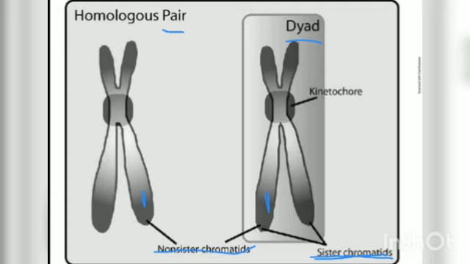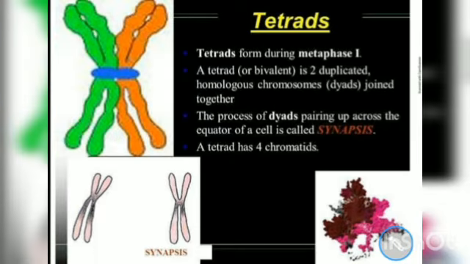It has how many sister chromatids? Two sister chromatids. Clear? So it is called a dyad. Di means double or two. Look here, another term is tetrad. What are tetrads? Tetrads form during metaphase 1. What is metaphase 1? We will discuss that later, but it occurs during meiosis. Simply remember right now, during meiosis, the tetrads form. A tetrad, or bivalent, is two duplicated homologous chromosomes.